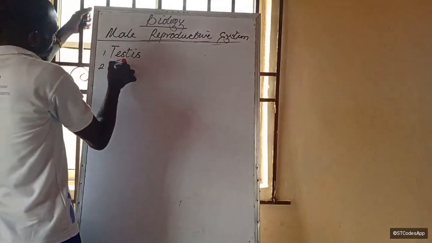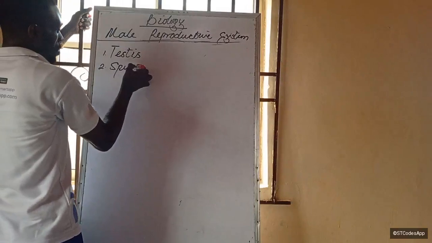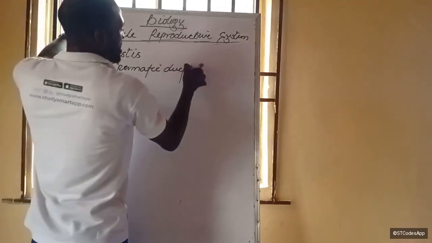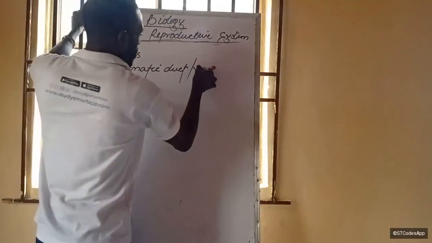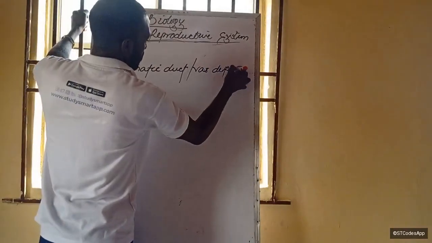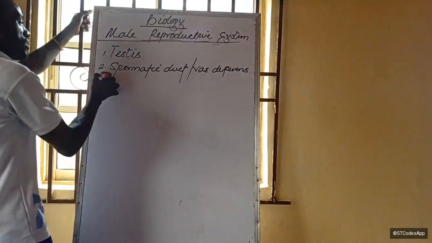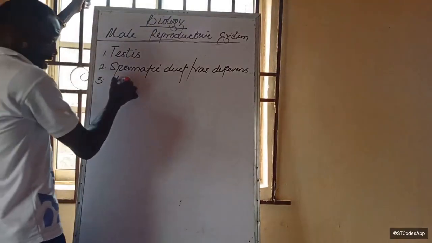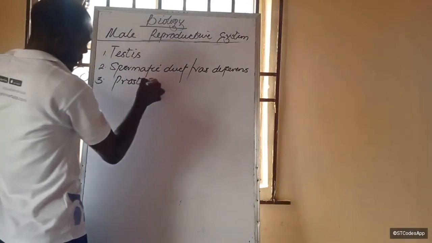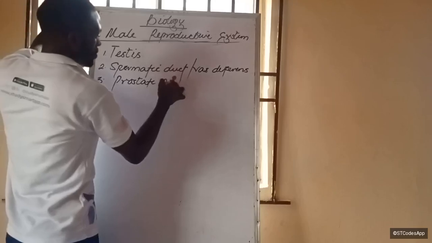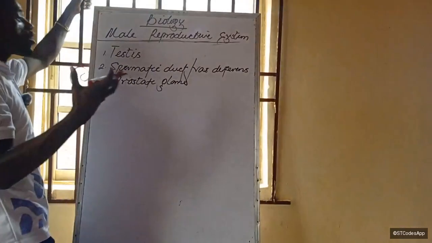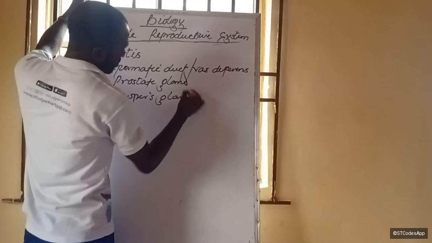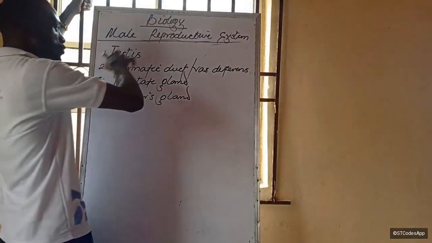Then you need to show the spermatic duct. Now the spermatic duct is also called the vas deferens. Then you would also need to show the prostate gland, and you will also need to show the Cowper's gland. Now these two both add secretions to the product of the testis.